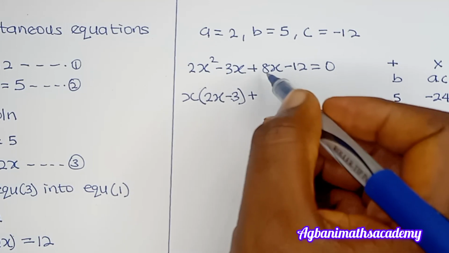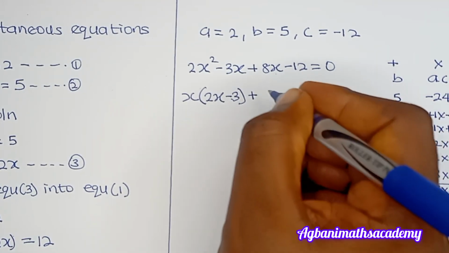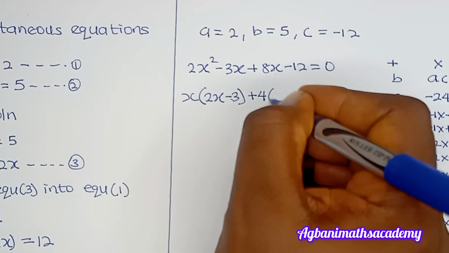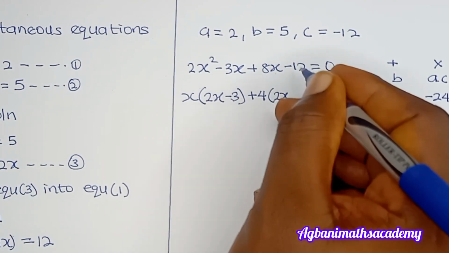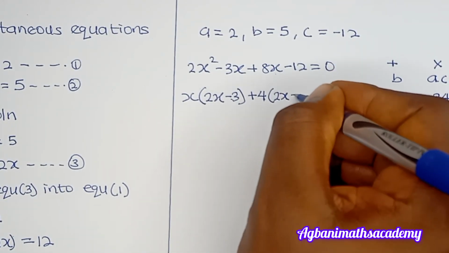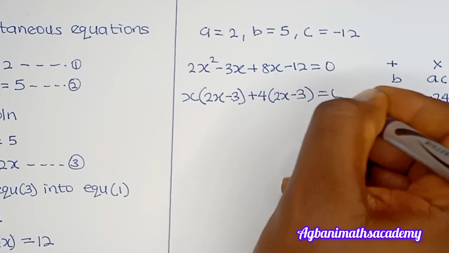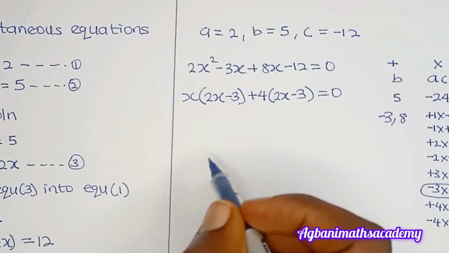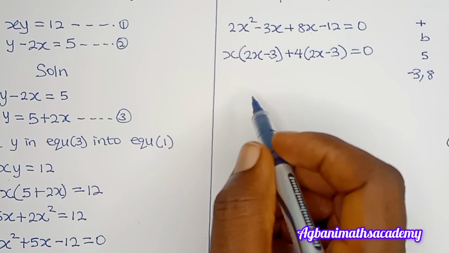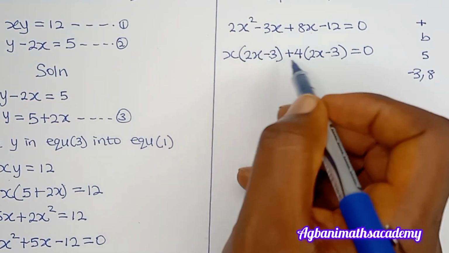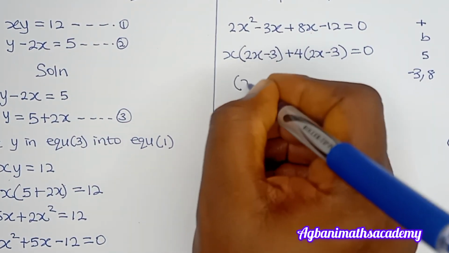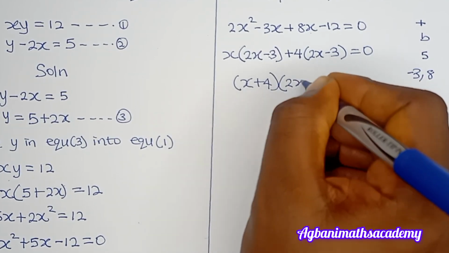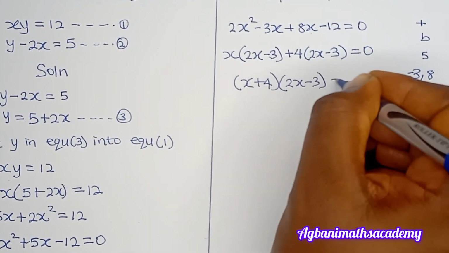Plus 8x and minus 12, what is common is 4. 8x divided by 4 is going to give us 2x. Minus 12 divided by plus 4 is going to give us minus 3. It's equal to 0. So looking at the values inside the parentheses, we can see that they are the same. Therefore, we are on the right track. So bringing the values outside the bracket together, we have x plus 4 into 2x minus 3 is equal to 0.